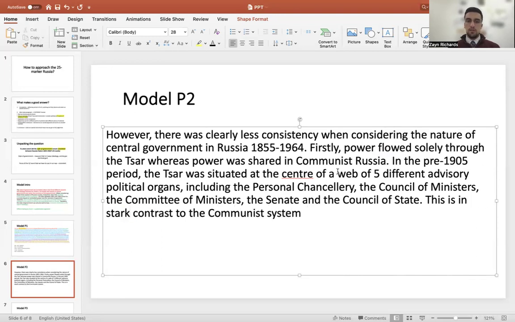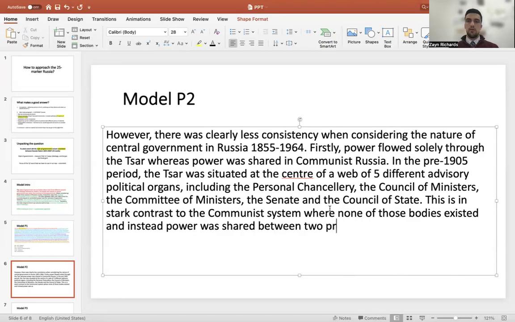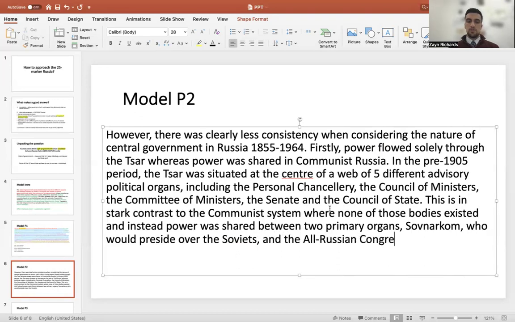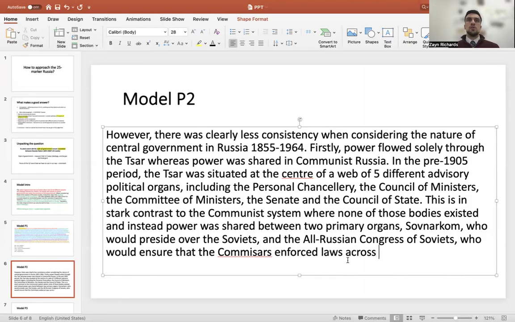Stark contrast to the communist system, where none of those bodies existed, and instead power was shared between 2 primary organs: Sovnarkom, and the All-Russian Congress of Soviets, who would preside over the Soviets and lead over the commissars. Okay, so that's my next bit done, or who would ensure that the commissars enforced laws across Russia.